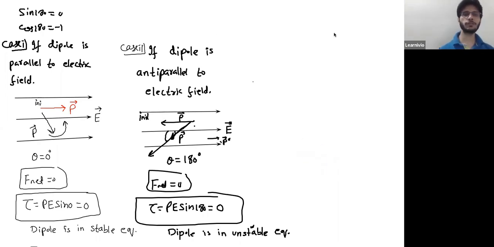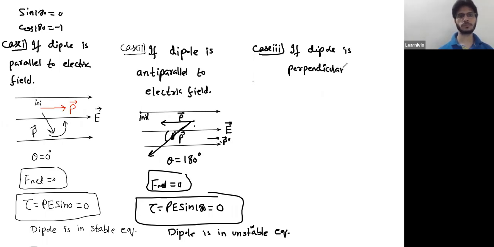After unstable equilibrium, there is one more case, case 3. If the dipole is perpendicular to the electric field, so if the dipole is perpendicular, that means this is the electric field.